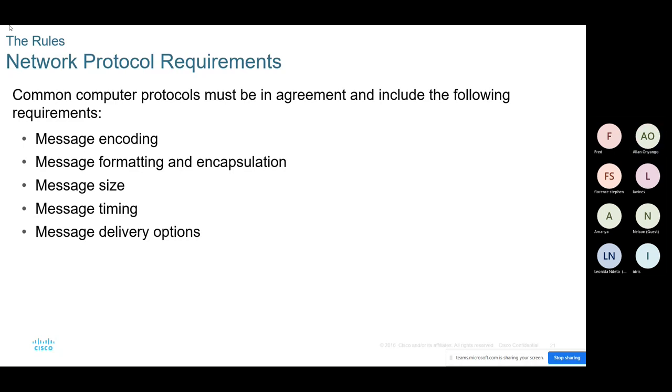Now, moving forward, I want us to talk about these five things that we have here: message encoding, message formatting and encapsulation, message size, message timing, and message delivery options. I start with the message encoding.